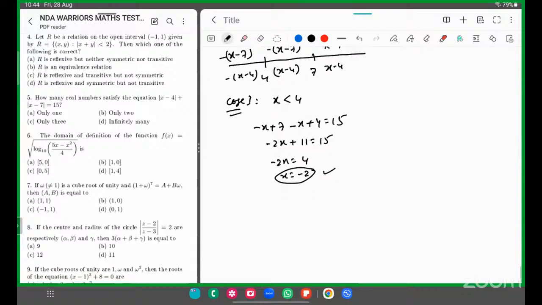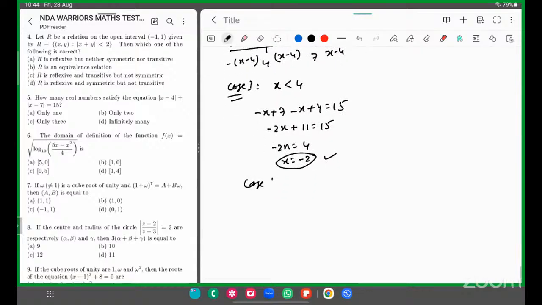Next, case 2. x greater than 4 and less than 7. This is our second case. We will put the value x minus 4, okay, minus x plus 7 plus x minus 4 equal to 15. Is it satisfying? x got cancelled, 7 minus 4, 3 cannot be equal to 15, no? So no solution here.